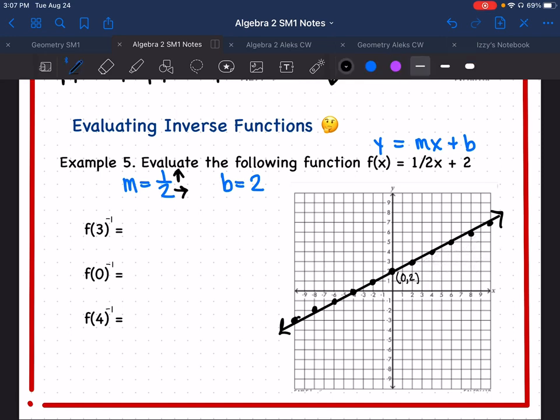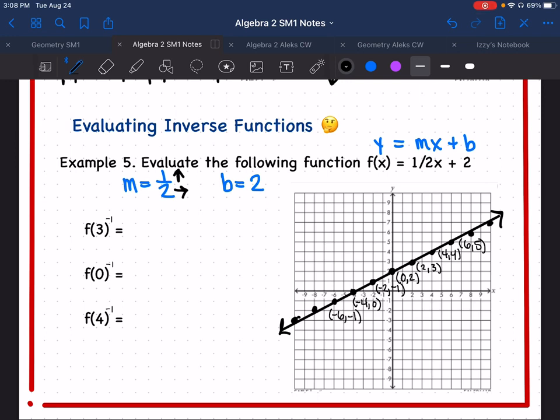There we go. All right, so this one is 2, 3. This one is 4, 4. And this one is 6, 5. There we go. That should be good. And then let's go ahead and do the negatives ones. So we have -2, -1. We have -4, 0. And we have -6, -1.